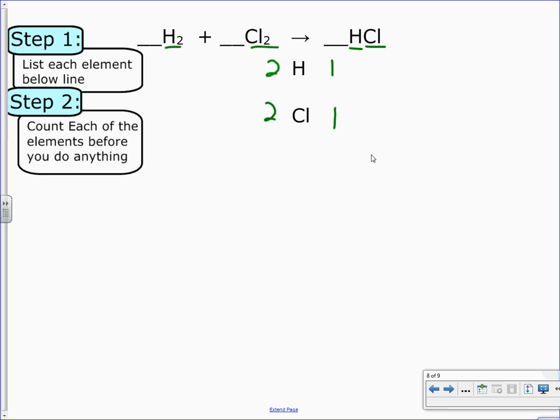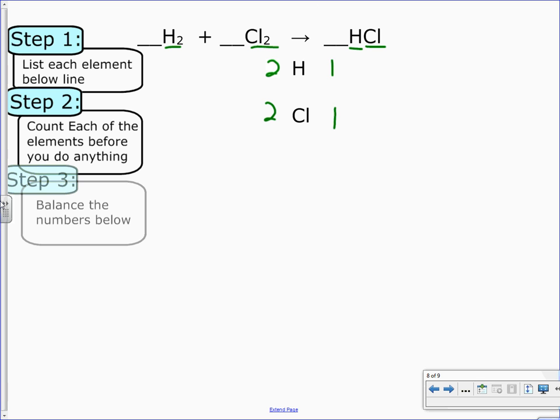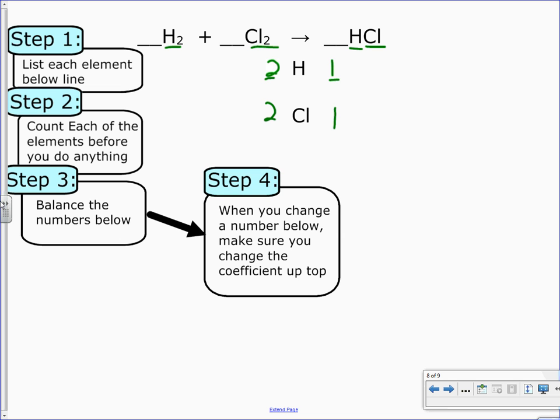Step three, you balance the numbers below. And what I mean by that is you have 1 here and 2 here. We want to balance that. And the way that you balance it is by adding in the coefficients up top. So when you change a number below, make sure you change the coefficient up top. I'd even recommend doing the coefficient first. We want to turn a 1 into a 2, so we add a 2 here.